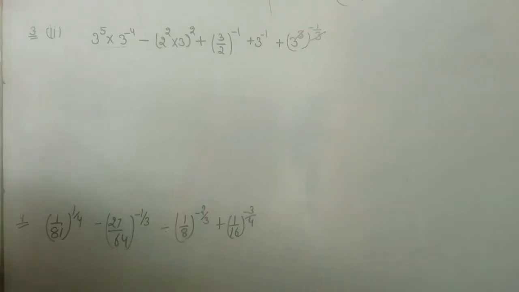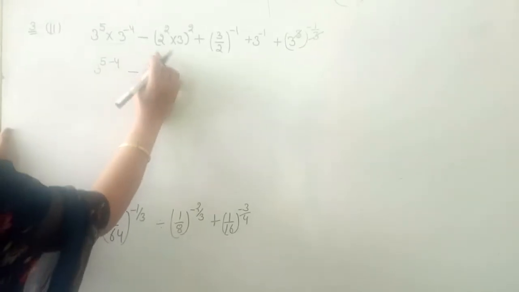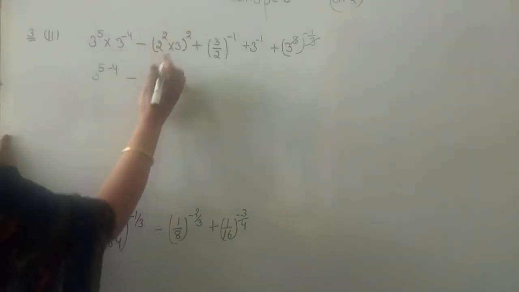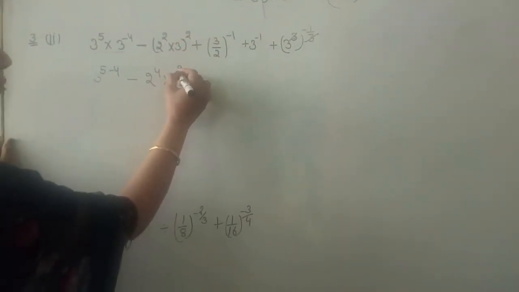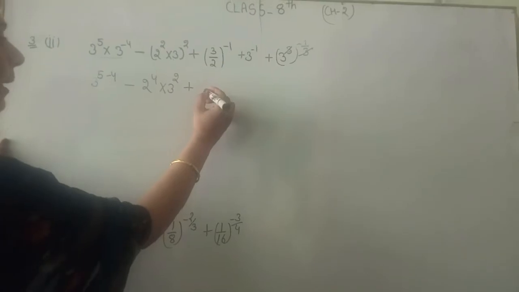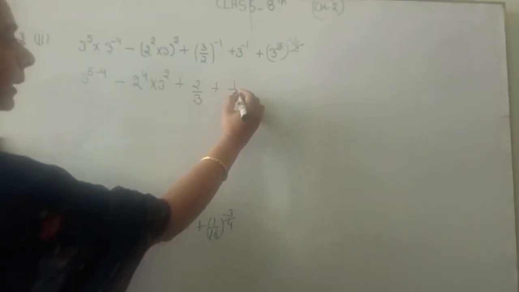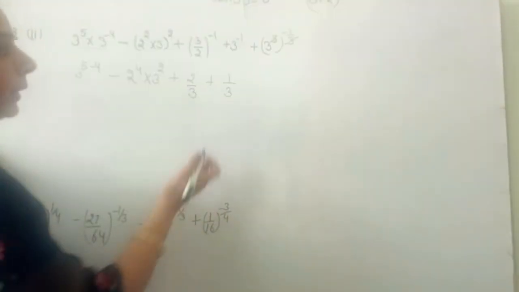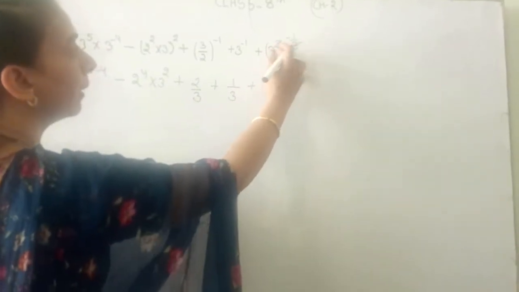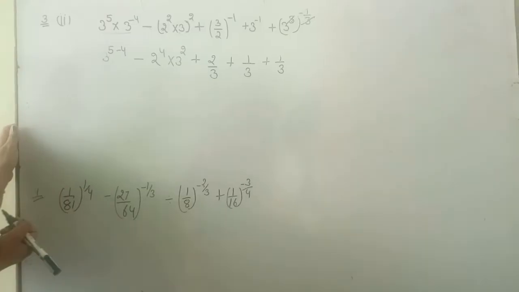Question number 3rd, part number 2nd. Student, bases are the same, then according to the product law, 3 raised to the power 5 minus 4 minus 2 raised to the power 2 and raised to the power 2, then 2 raised to the power 4 multiply 3 raised to the power 2 plus, we change in positive power, 2 by 3 plus 3 raised to the power minus 1, then we can write 1 by 3 raised to the power 1, and this equals 1 by 3 plus 3 to 3 power to power cancel, then 3 raised to the power minus 1, then we can write this 1 by 3.